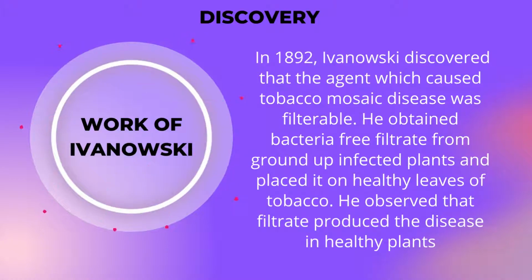The next name in discovery is Ivanovsky. In 1892, Ivanovsky discovered that the agent which caused tobacco mosaic disease was filterable. He came to know that the disease in the tobacco plant, called tobacco mosaic disease, is caused by an agent that is filterable, meaning it can pass through a porcelain filter. He obtained bacteria-free filtrate from ground up infected plant and placed it on a healthy leaf of tobacco. He observed that the filtrate produced a disease in the healthy plant.